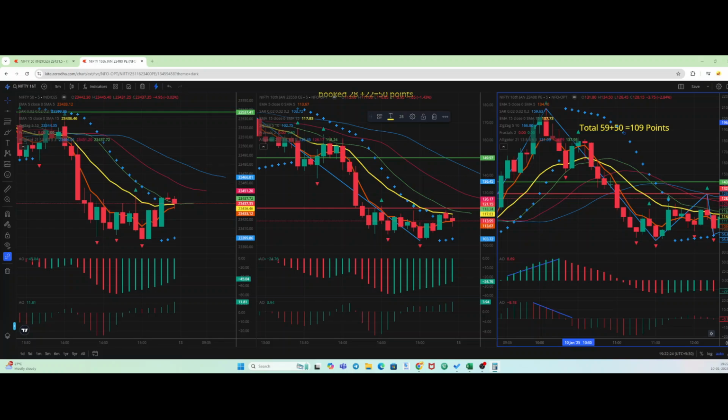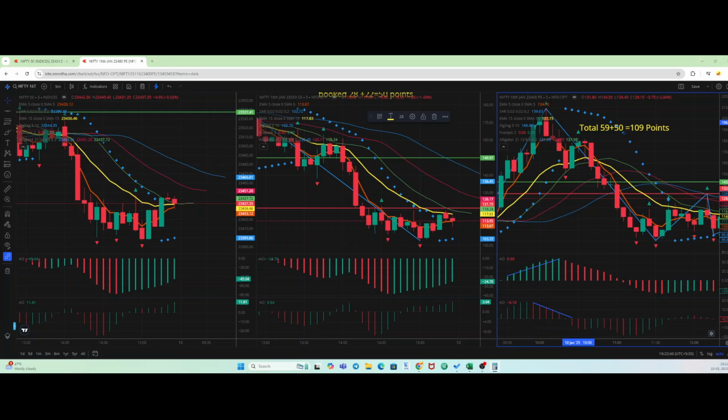So for example, 7,500 rupees you are targeting, for 50 points, and the same way 7,500 you are ready to lose also. That means 7,500 divided by 3 is equal to 2,500 per trade. 2,500 per trade means you are taking 150 quantity. 2,500 divided by 150 equals 16 points.